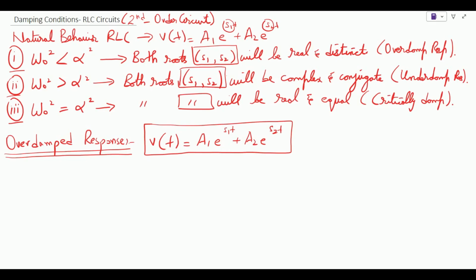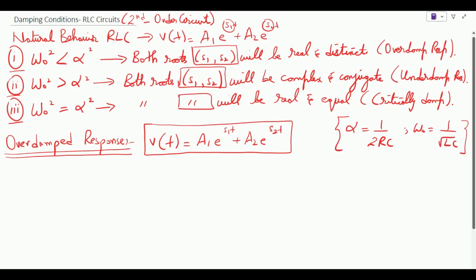Now, how can we know if the condition is overdamp, underdamp or critically damped? By comparing alpha and omega naught, where alpha is equal to 1 divided by 2RC and omega naught can be figured out by 1 by square root of LC. Again, these things we have seen in our previous lecture. Now, if you want to find the overdamp response, which steps do we need to follow? The first step is to calculate the roots for the overdamp response, when we realize from the alpha and omega values that alpha is greater than omega naught, so we say that this is an overdamped response.